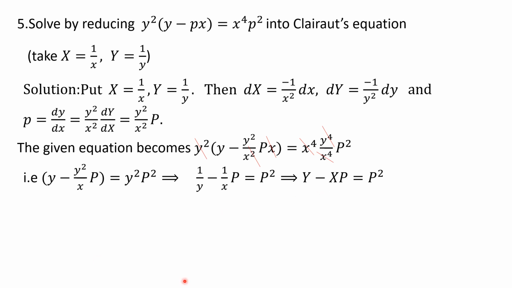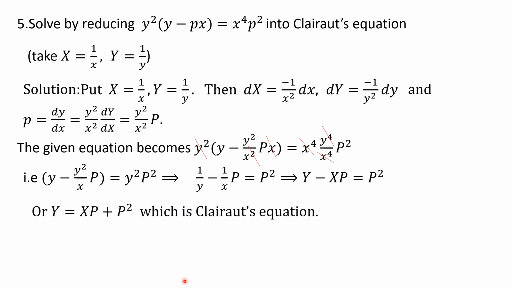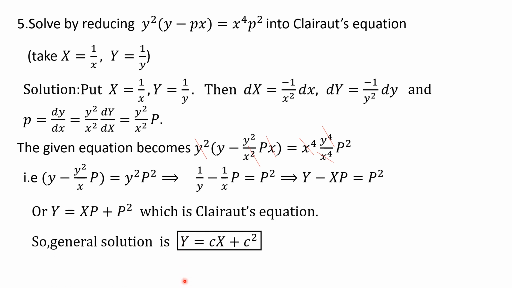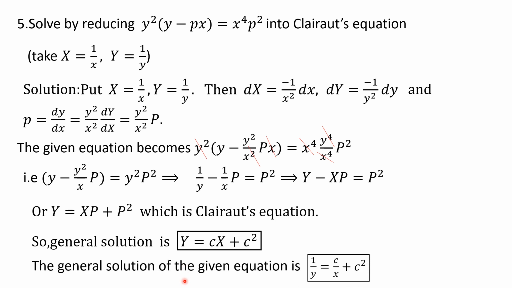Y is equal to XP plus P square, which is clearly in Clairaut's form. Once it is Clairaut's, the general solution is just replacing P by c, that gives Y equal to cX plus c square. So now the general solution of the given equation, we substitute back, Y is 1 by y and X is 1 by x. So 1 over y equal to c by x plus c square. I hope you understood the method of reducing the given equation into Clairaut's by suitable substitution and thereby getting the general solution. Thank you.